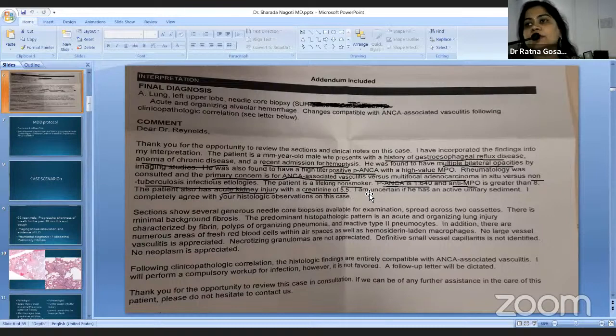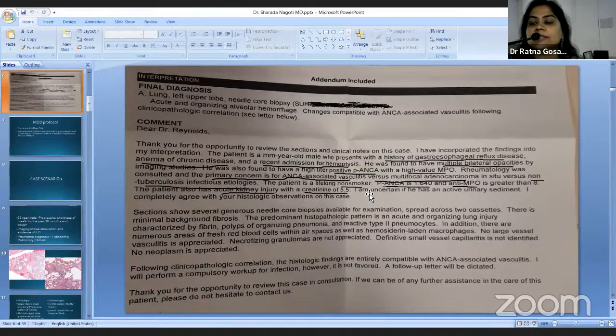Then the other lab investigations are also mentioned. In this case, positive ANCA, high value MPO, and why the biopsy has been done. What is the primary concern for doing this biopsy is also mentioned in the comment section. Here the primary concern is for ANCA-associated vasculitis versus multifocal adenocarcinoma in situ versus non-tuberculous infectious etiologies. Then the smoking status of the patient is mentioned. Patient is a lifelong non-smoker here.